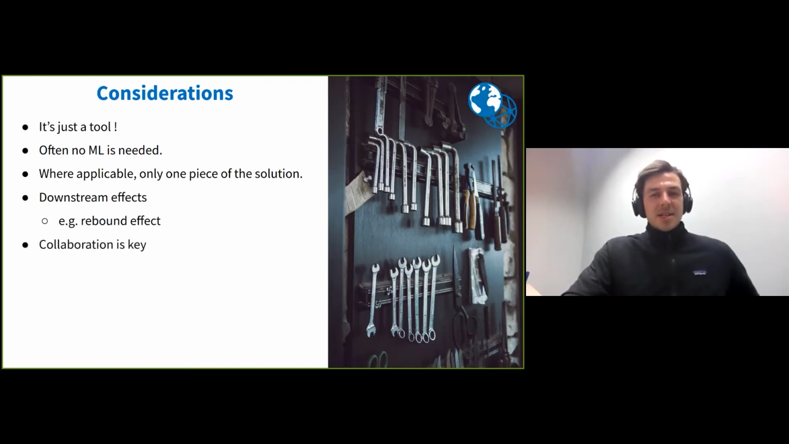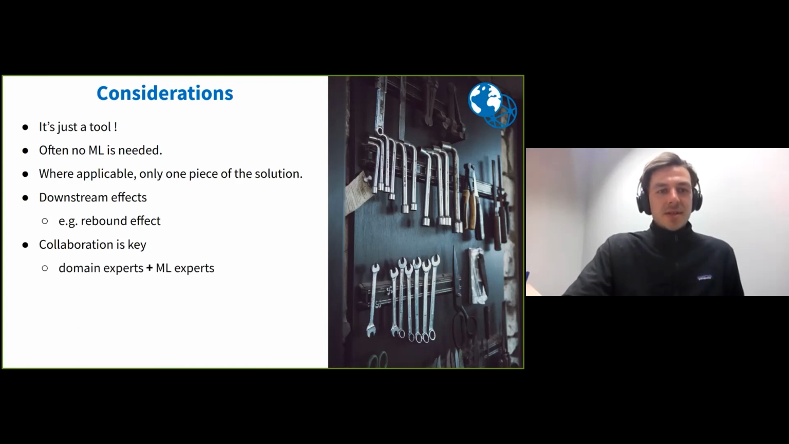Then, especially in this field, it's really important that we have a collaboration of the different actors, so that we have people that are experts in the domains, in electricity, transportation, climate science, working together with the experts in machine learning and joining forces, learning from each other, and also collaboration between academia and the industry.